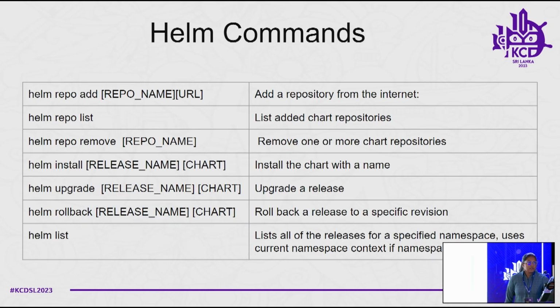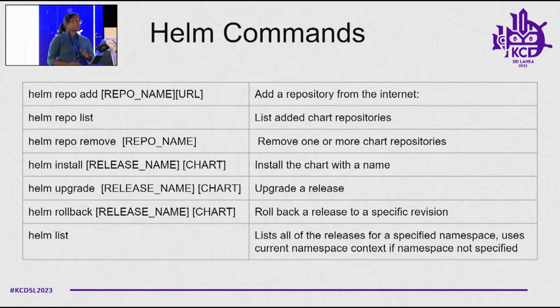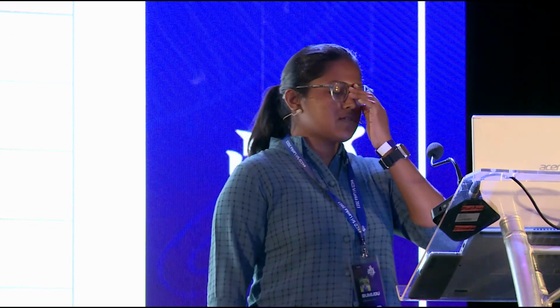So yeah, let's look at some of the widely used Helm commands. There are a lot of commands, but I have selected some very frequently used ones and put them there. Before installing a Helm chart, you have to add a Helm repository. You can add one using the helm repo add command, giving the repo name and URL. Then you can list all the added repos with helm repo list, and you can remove any Helm repository with the helm repo remove command.